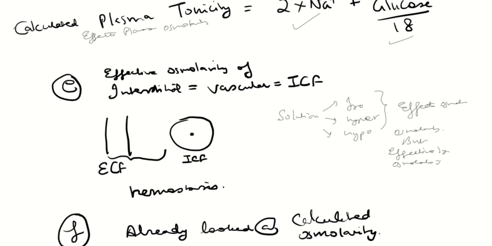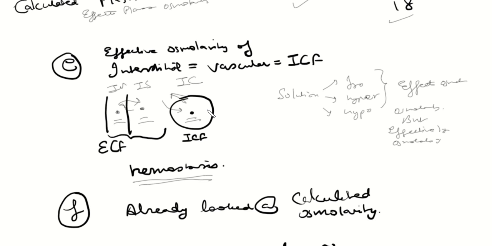Now, let's take a look at another concept. The effective osmolarity of these three compartments, intravascular, interstitium, and intracellular, when we have homeostasis, or we don't intervene, is all the same. All three are the same value. Because if they're not, the fluid is going to keep shifting. Okay, so we've covered that concept already, but I want you to keep that concept in mind.